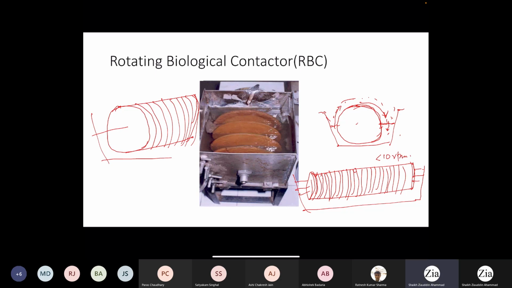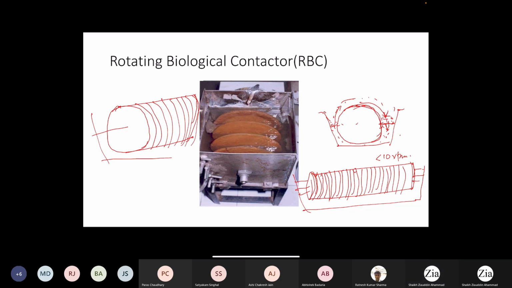And mechanically, when you rotate the disc in any given liquid system, it will also create a churning motion in the liquid. So whatever air is present just above the liquid surface will automatically get more interaction with the water, and that interaction will help to dissolve more oxygen in the aqueous phase.